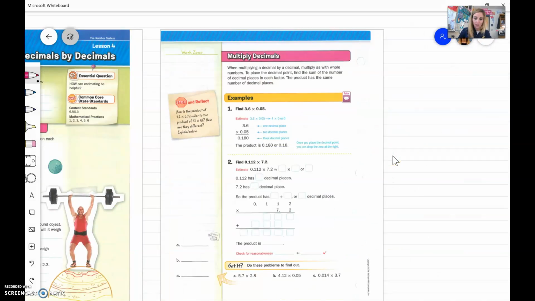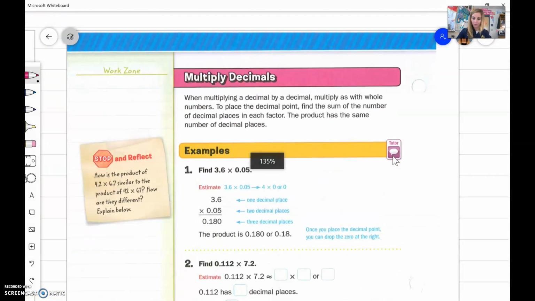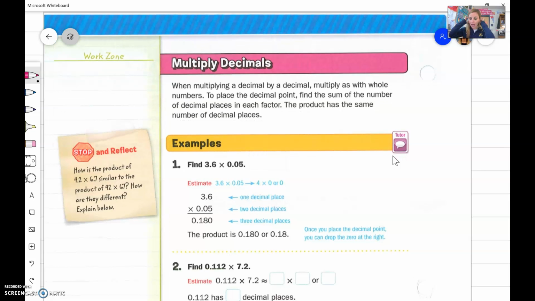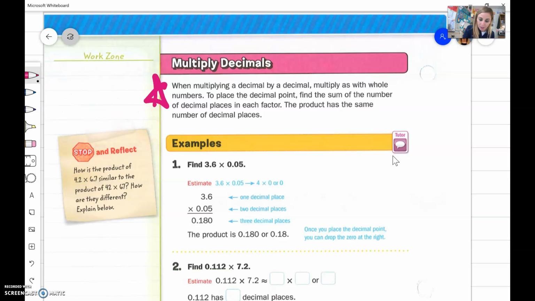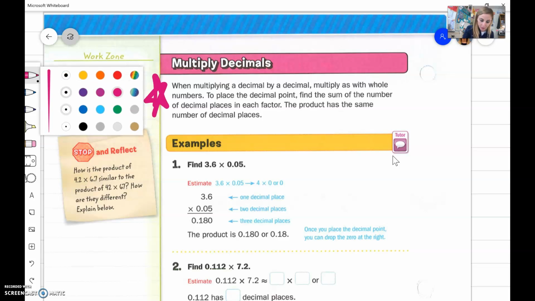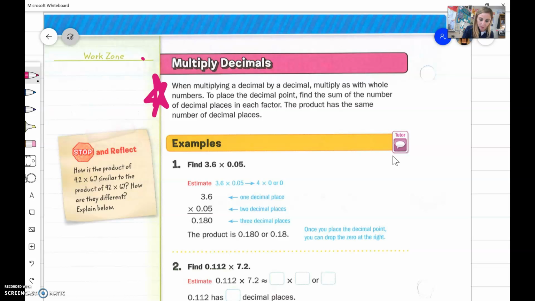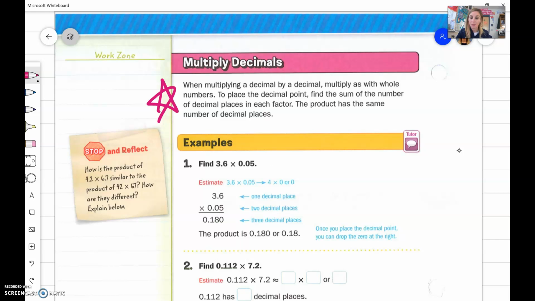Okay, so taking a look at page 202, we're going to be talking about how we multiply decimals. So this is the most important piece right here. Ooh, that's really thick, isn't it? Let's tone it down a little bit. There we go. All right, so this is the most important piece right here when it's telling us exactly how we're going to multiply decimals.